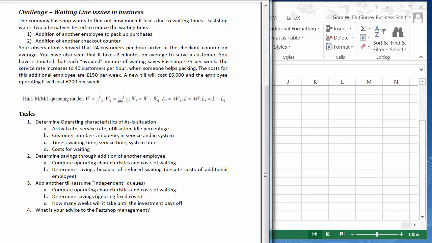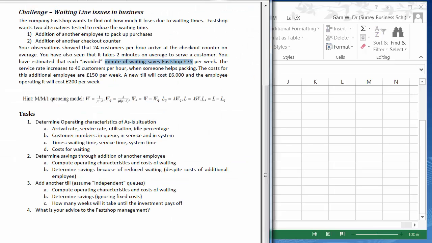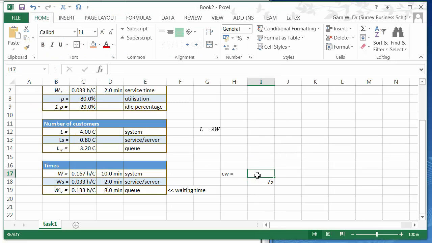We have determined that the cost of waiting is 75 pounds per week. So we are going to lose money if there is waiting. So I say cost of waiting is 75 pounds. So this is our cost of waiting.